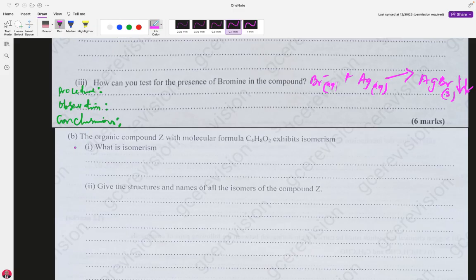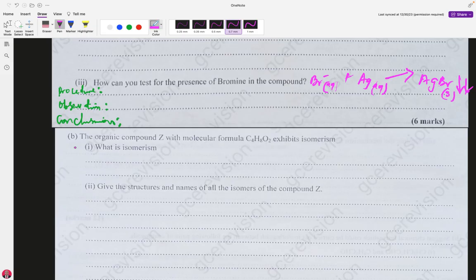Let's go to the B part of the question. The B part says the organic compound Z with the molecular formula C4H8O2 exhibits isomerism. What is isomerism? That's the first question.